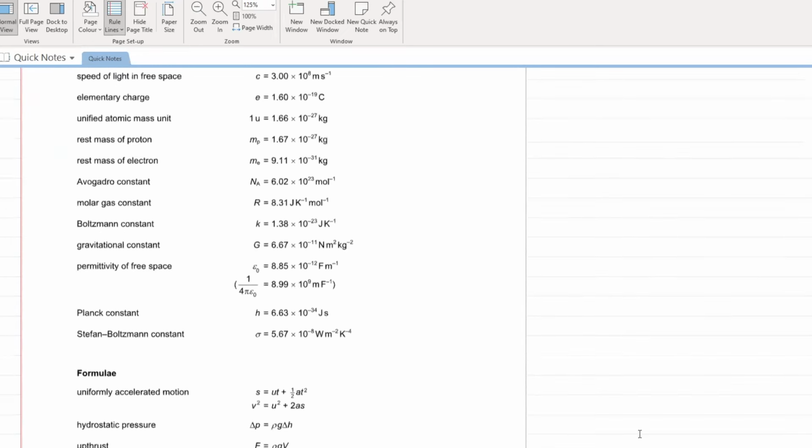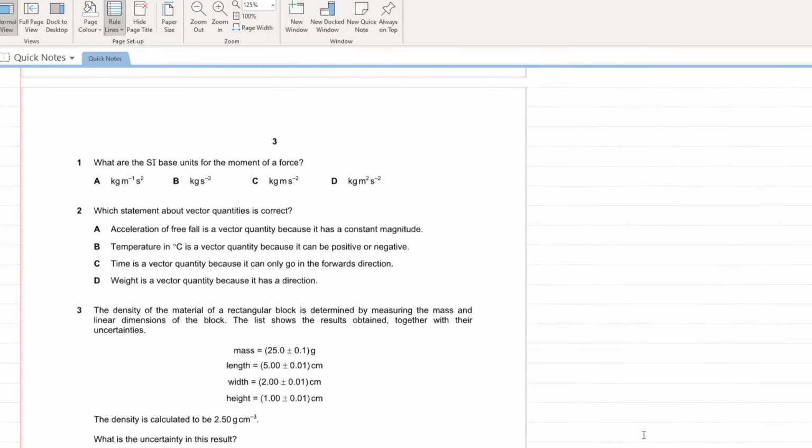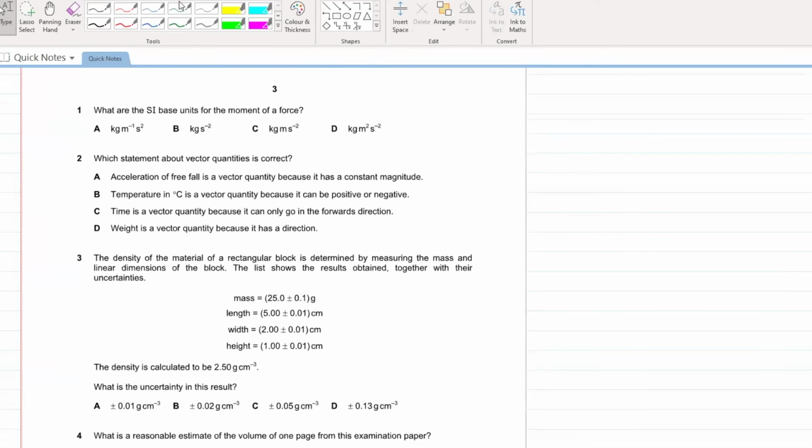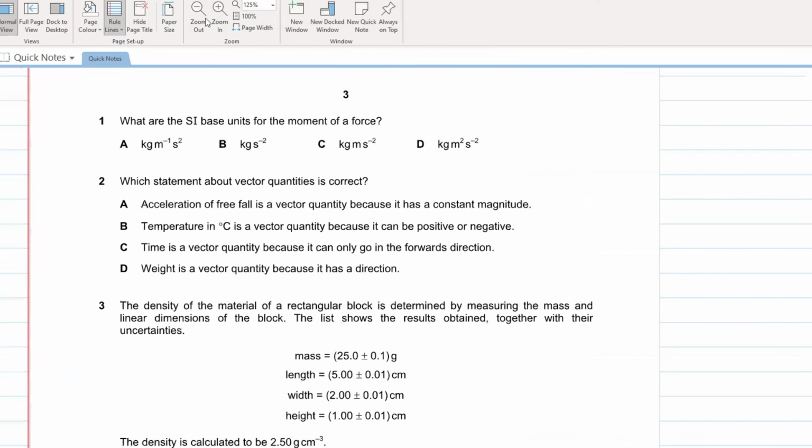Chalo, let's see this. In the MCQ starting, you have some data points. Let's begin with question number one. What are the SI base units for the moment of a force?